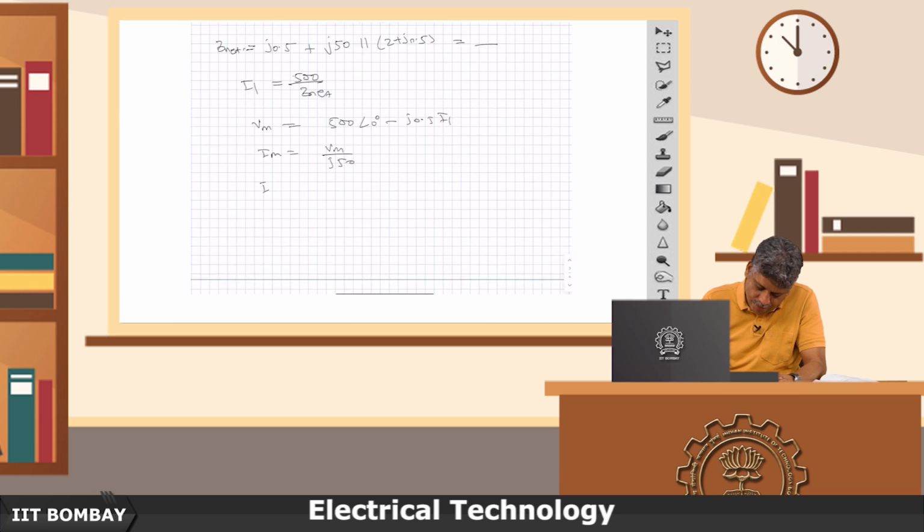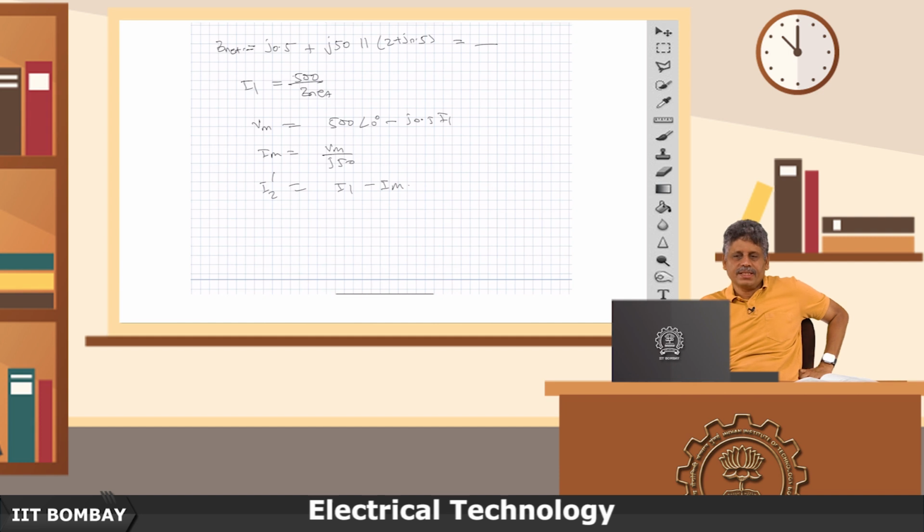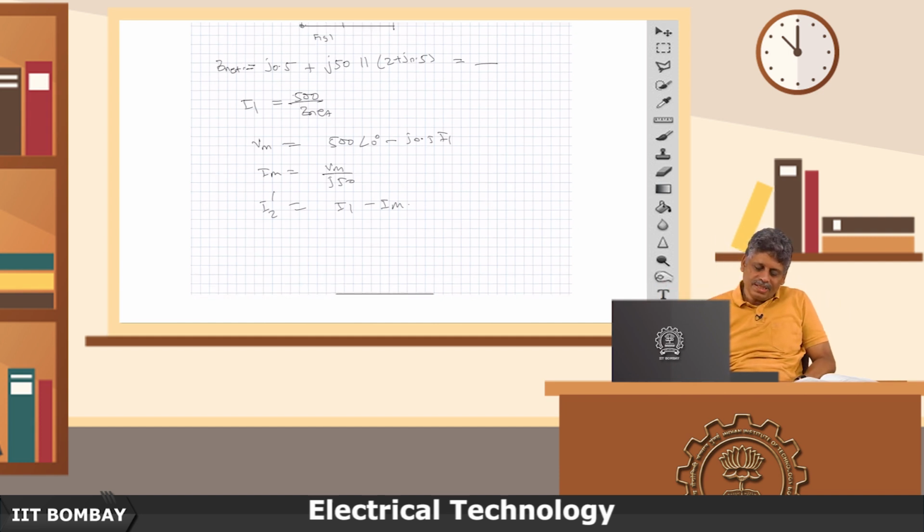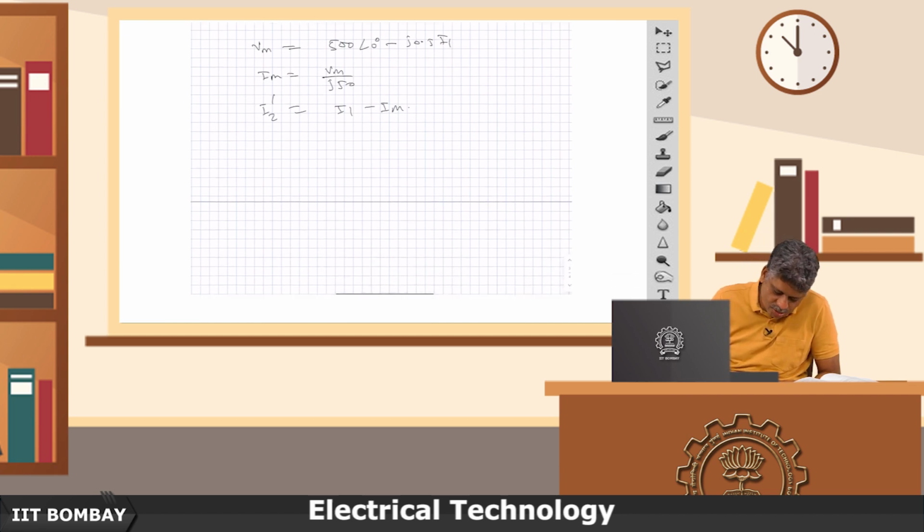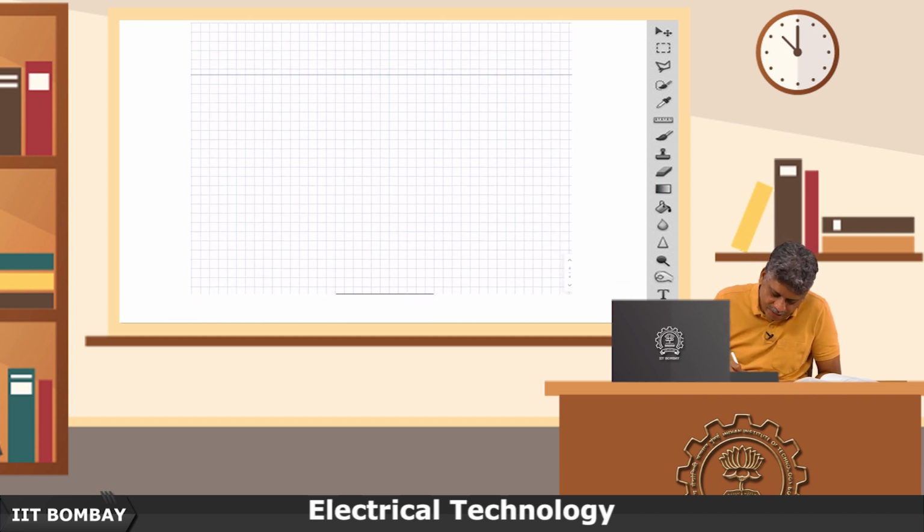Subtract this from I 1. So, I 2 dash will become I 1 minus I m. Once I have got I 2 dash, all the other things are simplified. But you can see that this way seems to be more cumbersome than the simple way, Thevenin's equivalent circuit, the step by step approach, which is more straightforward. Okay, now let us do the approximate one.